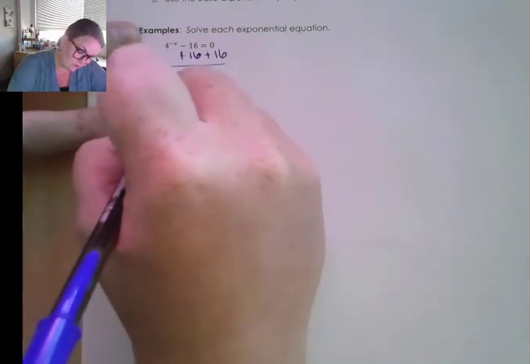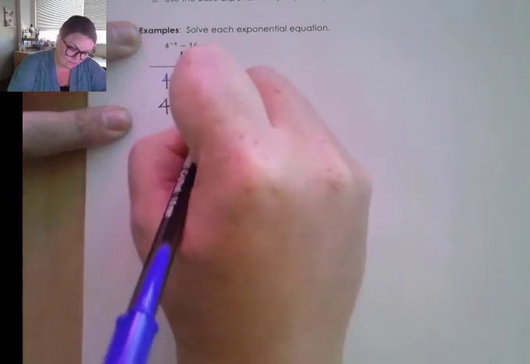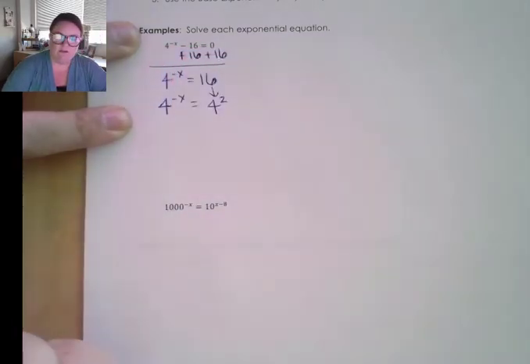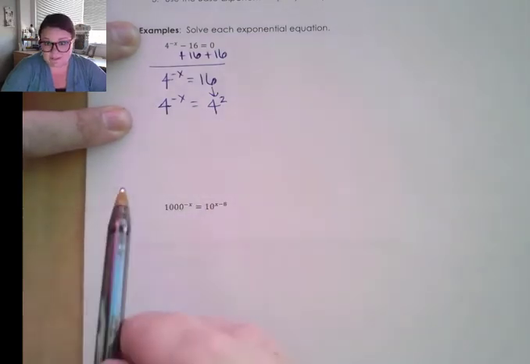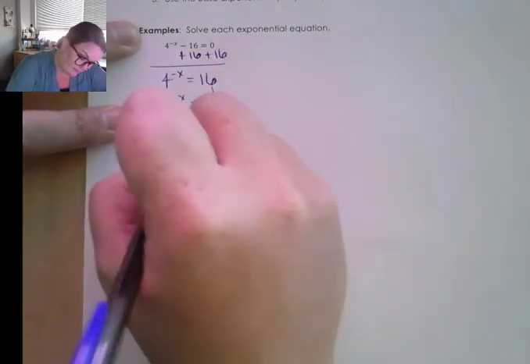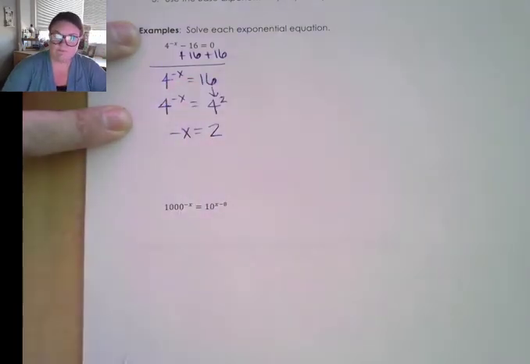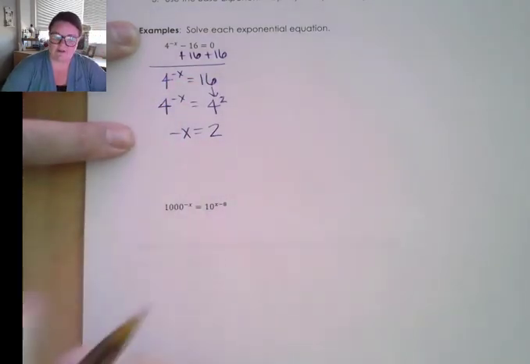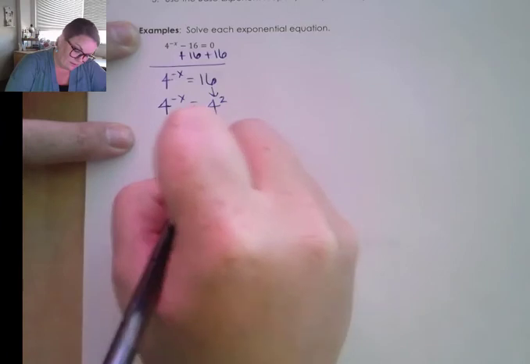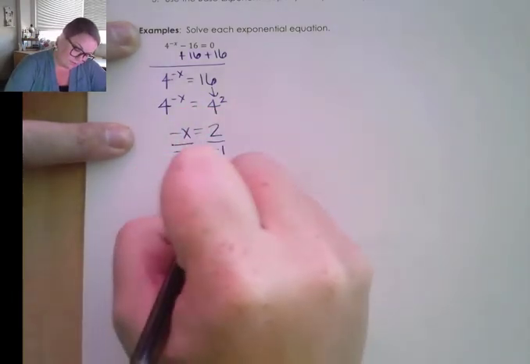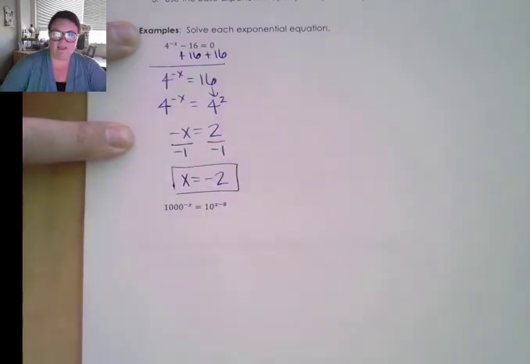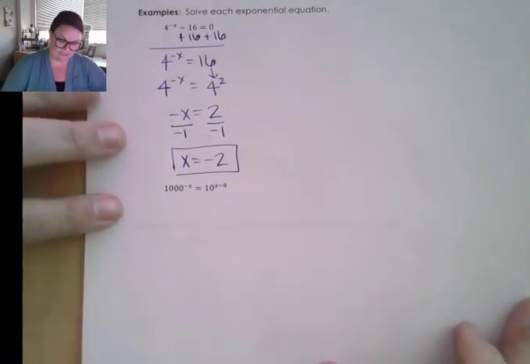So this one stays 4 to the negative x. 16 we can write as 4 squared. And now that we have 4 to some power equals 4 to some power, that means that the powers have to be equal. So negative x is equal to 2. And then all we have to do is divide off that negative. So we divide off our negative 1, which tells us that x equals negative 2. Okay? All right, let's look at the next one.